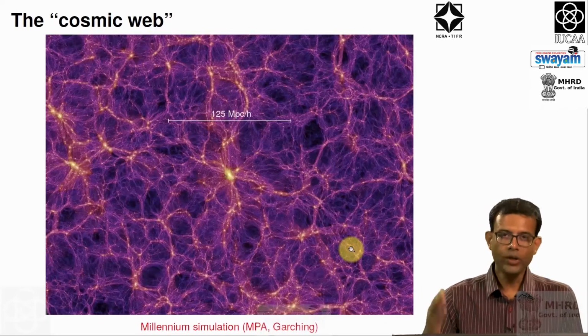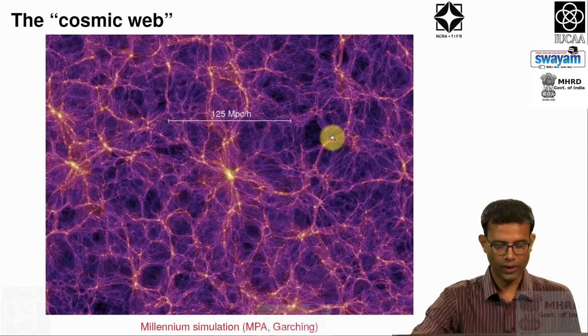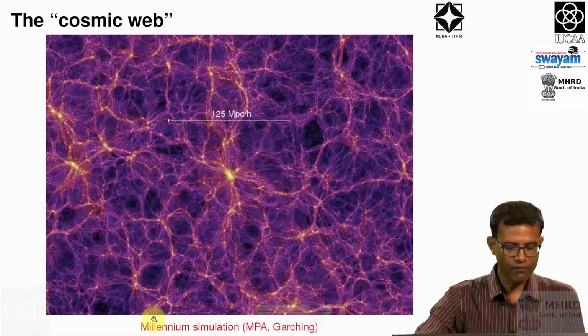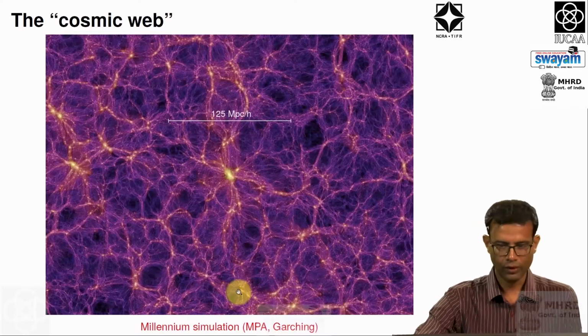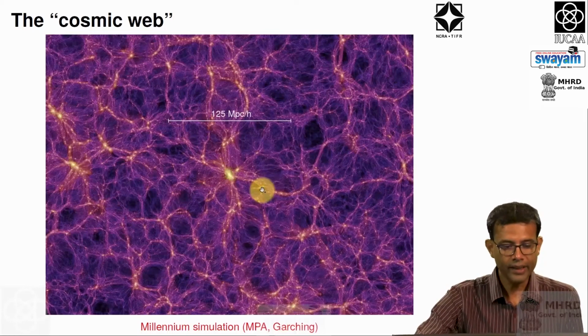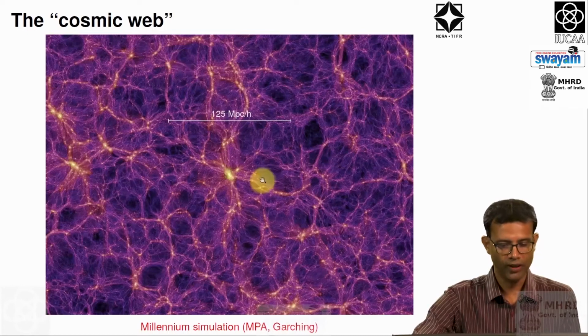You can take a 2D slice of such simulations and then look at it very closely. What you see is what we know as the cosmic web. This is taken from the so-called Millennium simulation, which was a famous simulation run a couple of decades back, but it is still very interesting. You can see the overall density field has this web-like structure, which is popularly called the cosmic web.